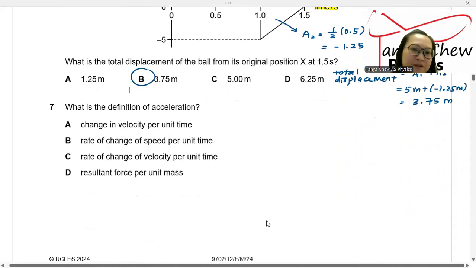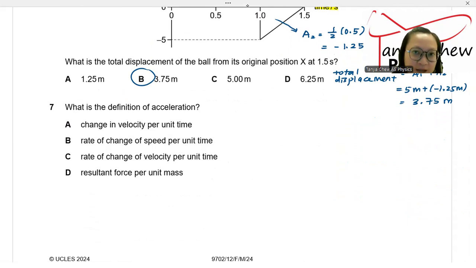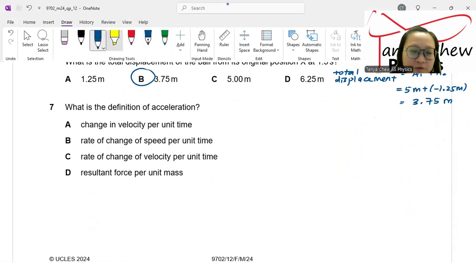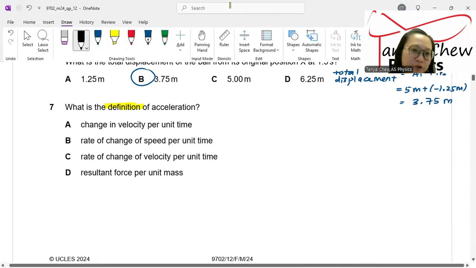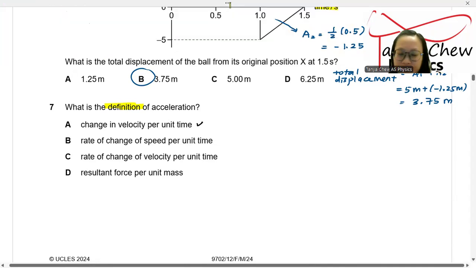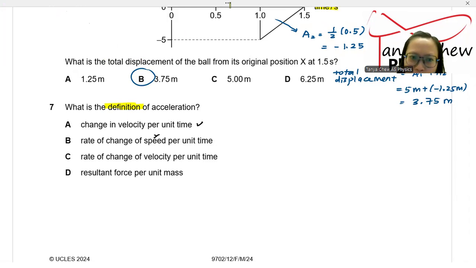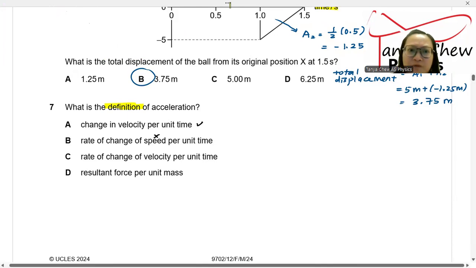Now, question number 7. What is the definition of acceleration? Remember, each and every physical quantity that you learn in physics has only one definition. Let us look at it. A, change in velocity per time. That is true, but I just want to keep on looking at B, C, and D. B, rate of change of speed. No, it is velocity because acceleration is a vector quantity. It depends on velocity, not speed.